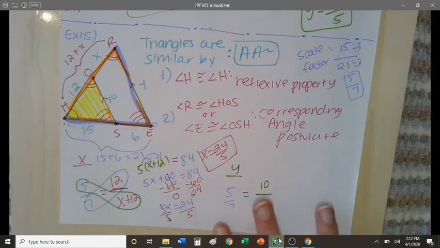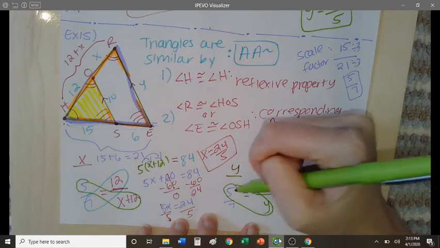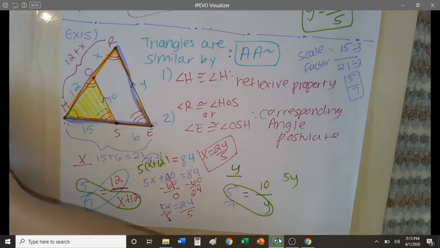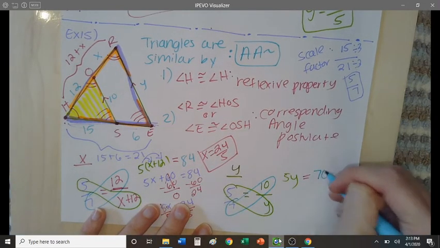So y is all set. The Demon Cats did not get me on that one. So let's start cross multiplying. So 5 times y is 5y. And then 7 times 10 will give me 70.